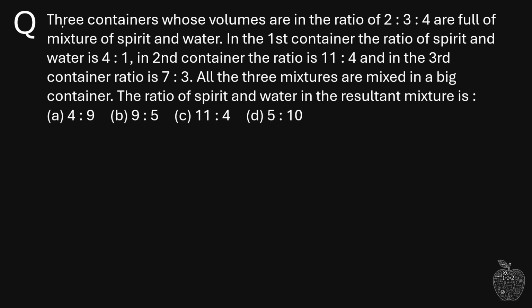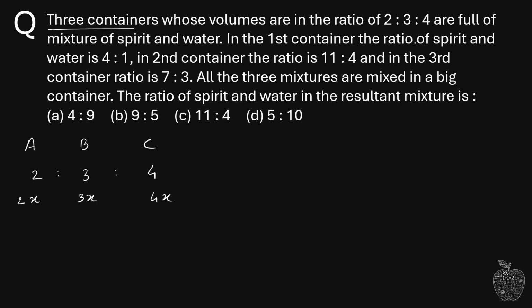So first of all, we are given that there are three containers. Let's say those three containers are A, B and C. Their volumes are given to us. They are in the ratio 2:3:4. So let's say the volume of A is 2x, volume of B is 3x, and of C is 4x, right?